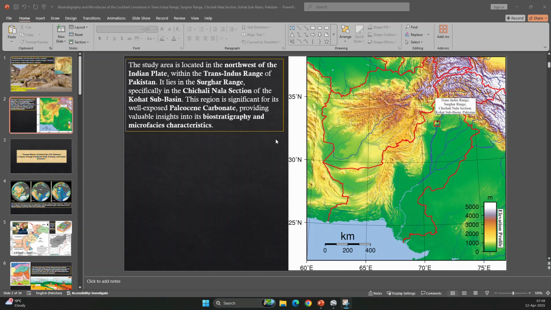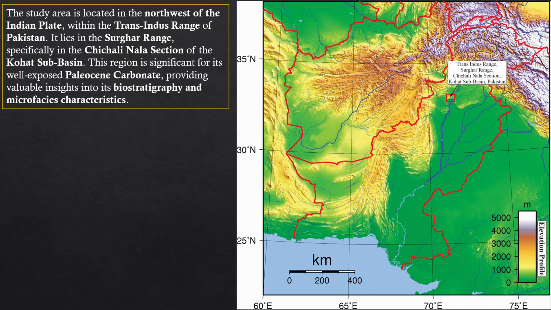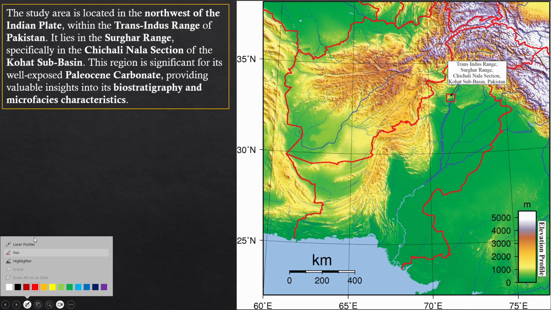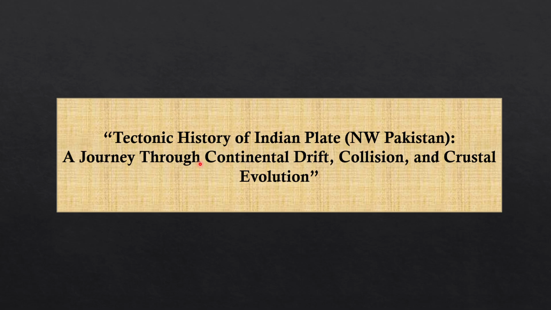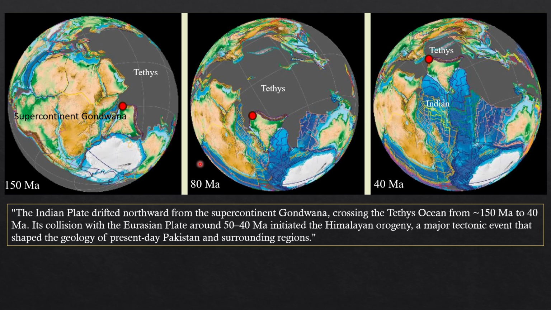Okay, so we continue from this slide. This is basically the location of the Suruga ranges of Chichalina section. So then what about the tectonic history of the Indian plate? Tectonic history of the Indian plate from collision to splitting and from the evolution.